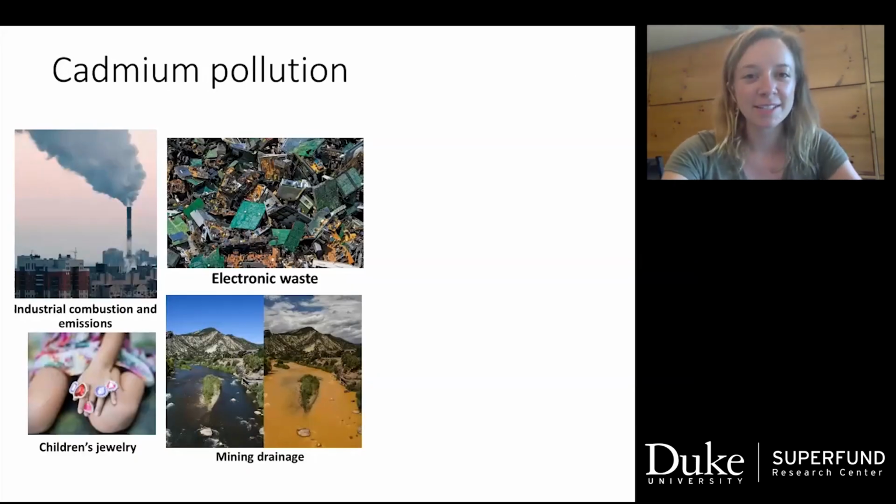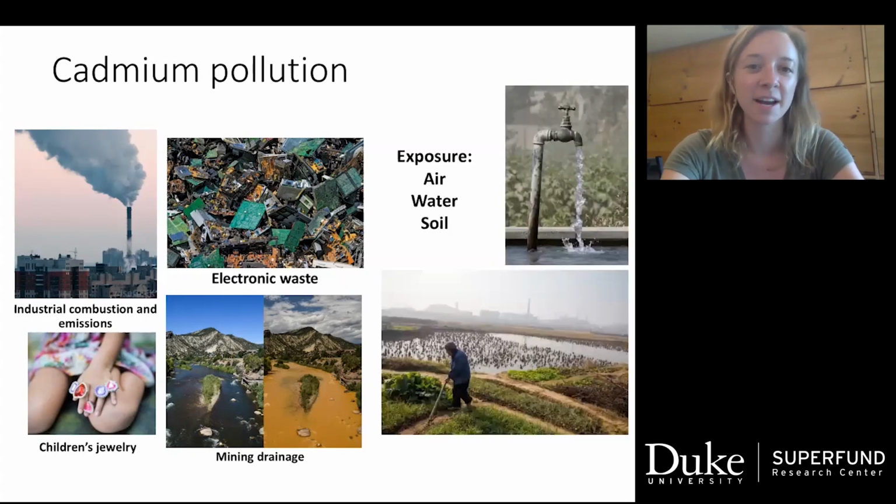One of the chemicals that I study is cadmium. It is a pollutant found all over the world from human activities, such as industrial combustion and emissions, electronic waste, mining, drainage, runoff, and has even been detected in children's jewelry. Because of the many different sources of cadmium pollution, cadmium exposure is a significant concern because it can be found in air, water, and soil. Cadmium affects kidney function and other tissues, but it is also a known human carcinogen.